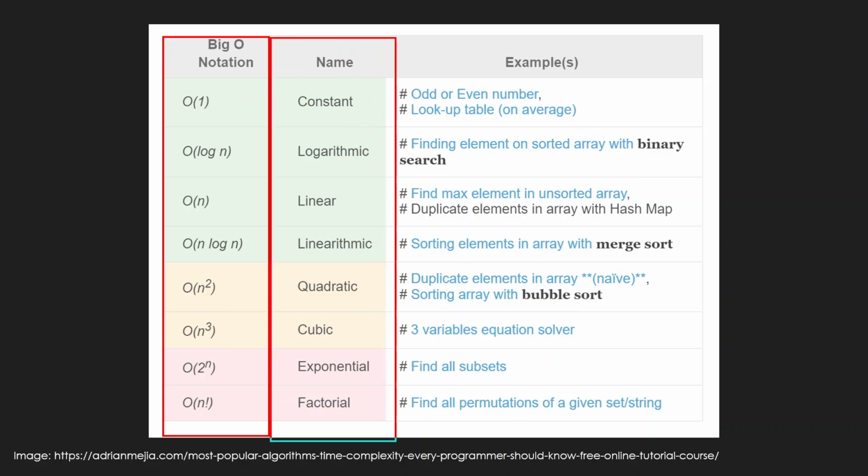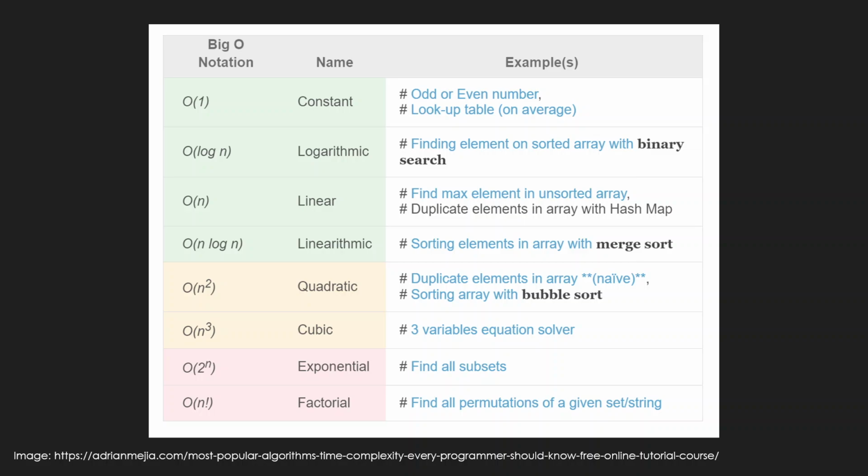So I might ask you, for example, to analyze a code and tell whether its runtime is constant time. So constant time means big O of 1, or logarithmic time, or linear time, or quadratic time, etc. We're going to be looking at different examples of scenarios where the runtime is either constant or logarithmic or linear in a bit.